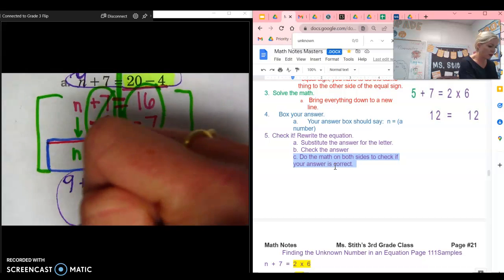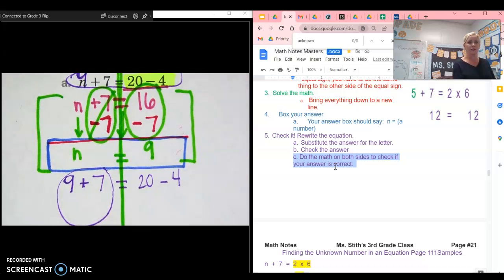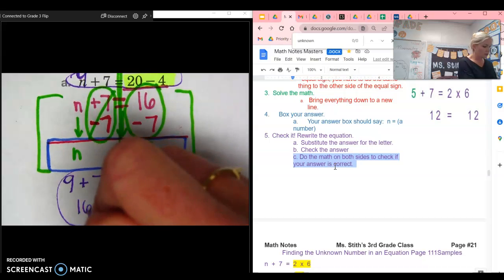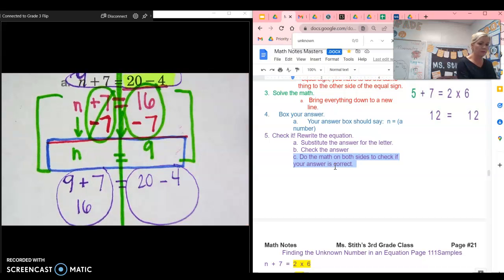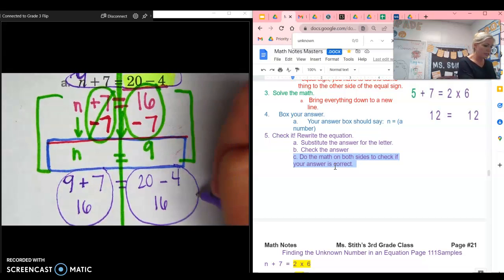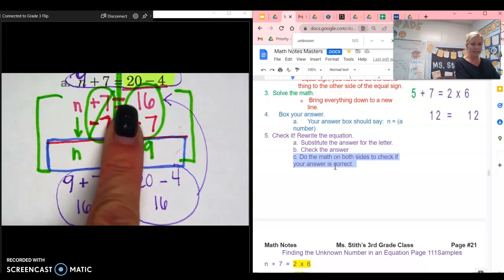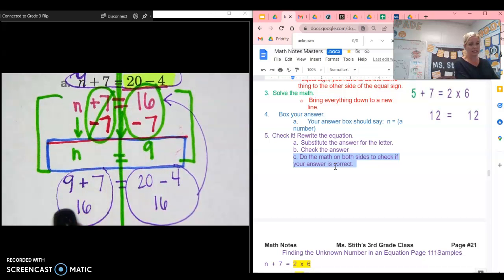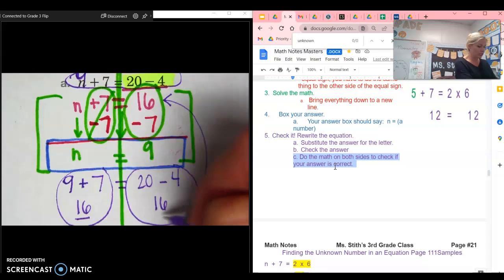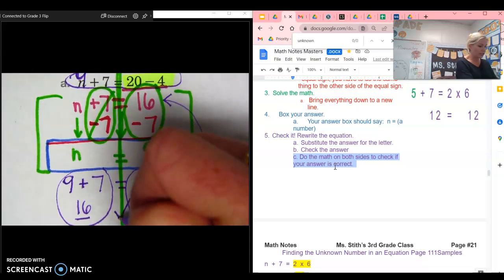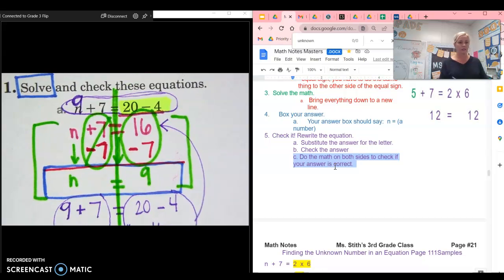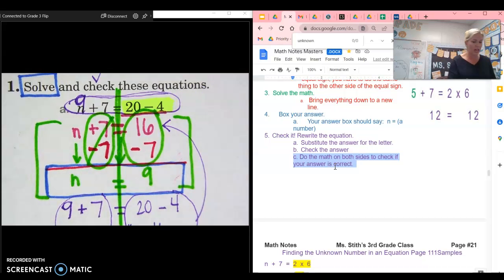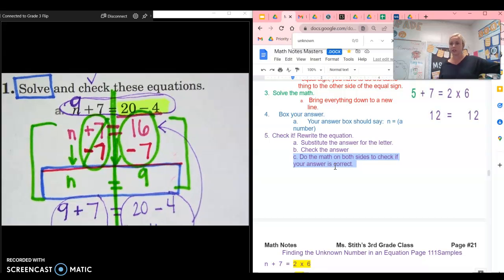So here's a little math problem, 9 plus 7. What's the answer? 16. And then over here is a little math problem, 20 minus 4. What's the answer? 16. And really what we see is we did that over here. n plus 7 is 16. Well, that would mean that the n is 9. Make sense? Okay, so now that I have a number 16 here and a number 16 here, this is a checked answer. So I have done all of the instructions. I solved, I checked my equations, and they are correct.